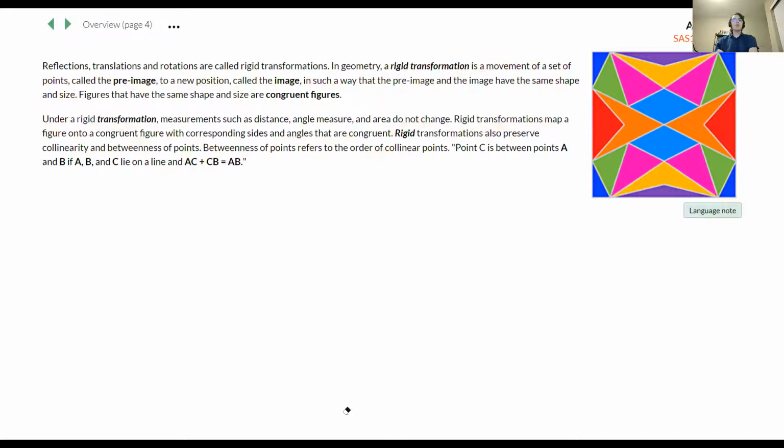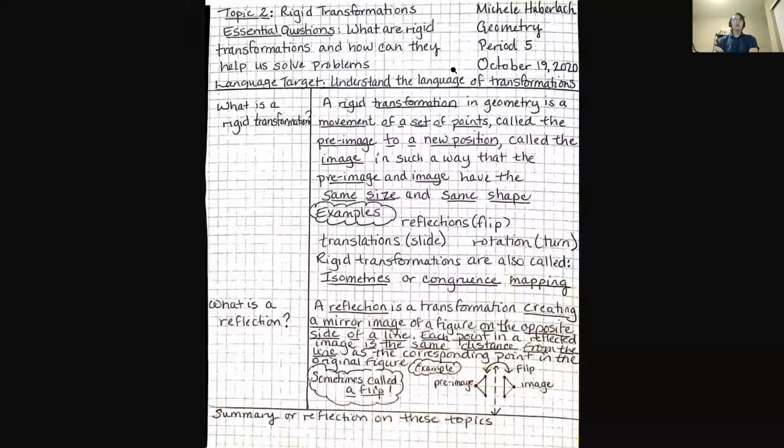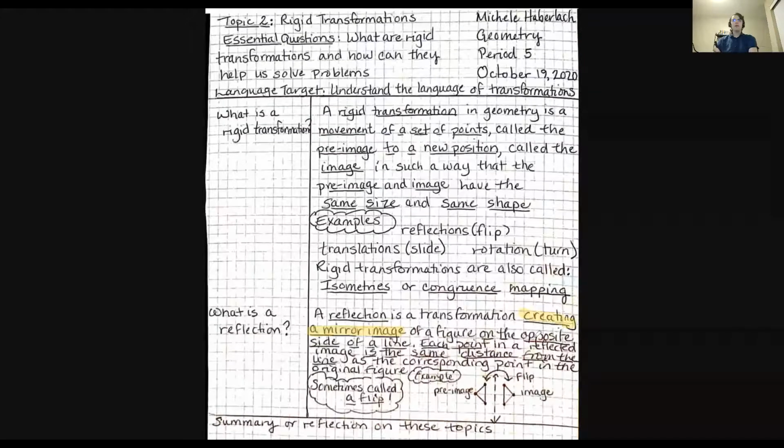Let's check out again those other three definitions pretty quickly to see what those look like on her page and how they compare to what they look like on AgileMind. With reflection, we can see that she has taken notes on a reflection is a transformation creating a mirror image, right, of a figure on the opposite side of a line, again, highlighting what she's underlined, right? Each point in the reflected image is the same distance from the line as the corresponding point on the original figure, right? Good to know. So again, also taking notes on it's sometimes called a flip, right? We got the picture listed right here to help us remember, right? But for the most part, looks pretty in line with what we talked about in class.